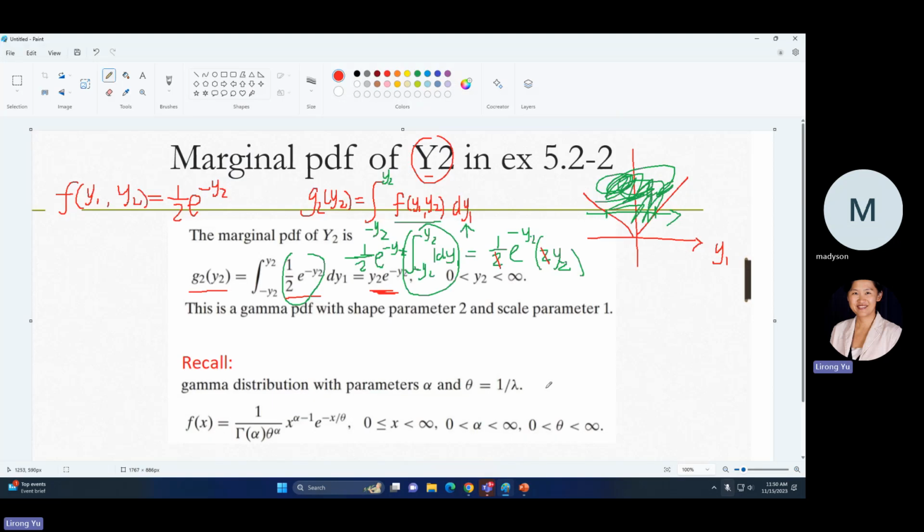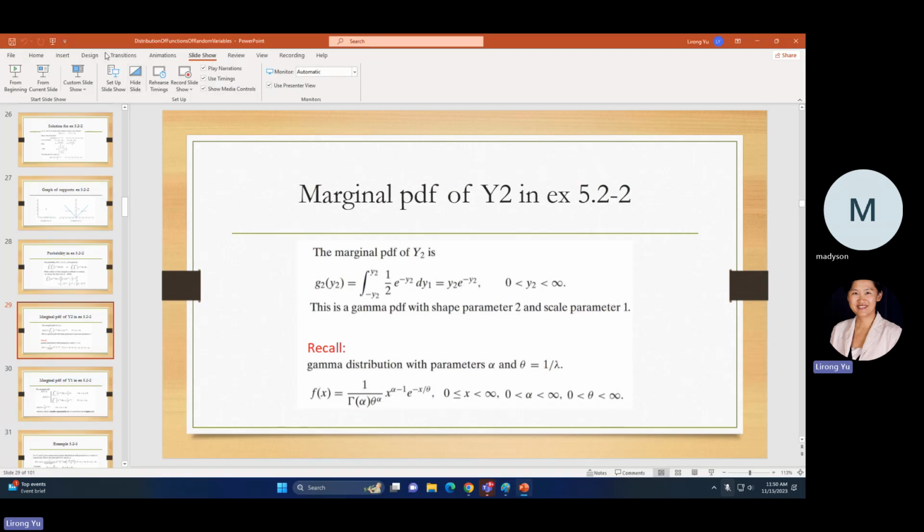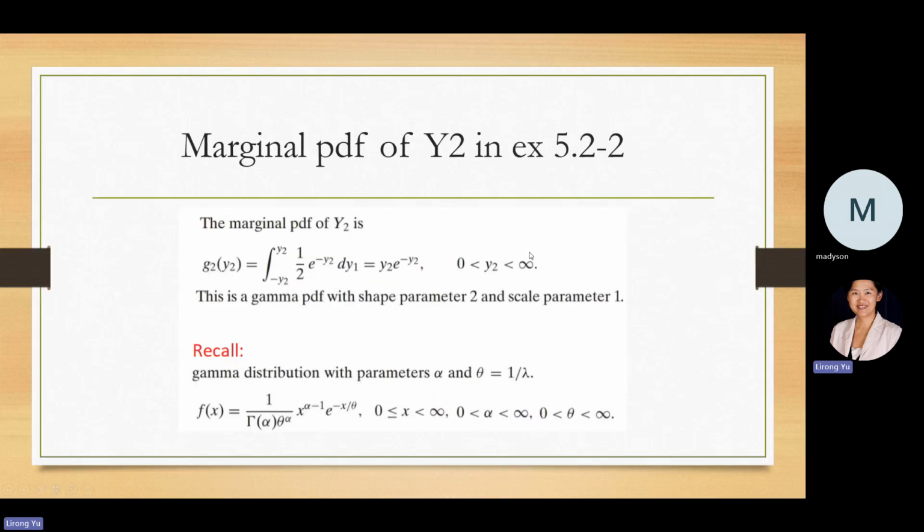Right, I just want to remind you that we can identify the distribution of the function by the appearance of the density. The density function and the density formula have a one-to-one match, and that is the distribution for y2. Since we already know the distribution, we know the mean. The mean for a gamma distribution is alpha times theta. In this case, theta equals 1, so the mean for y2 equals 2.